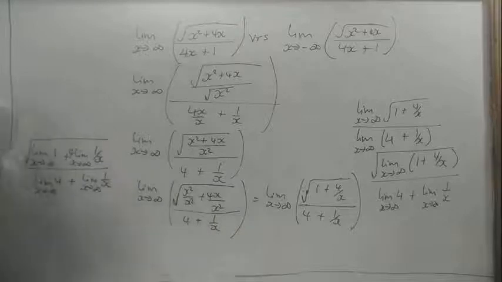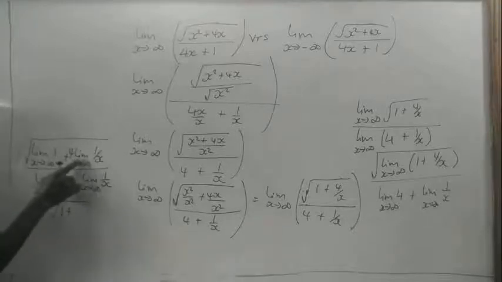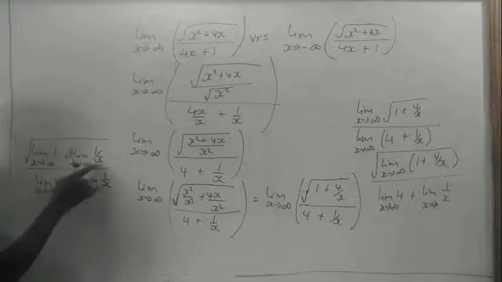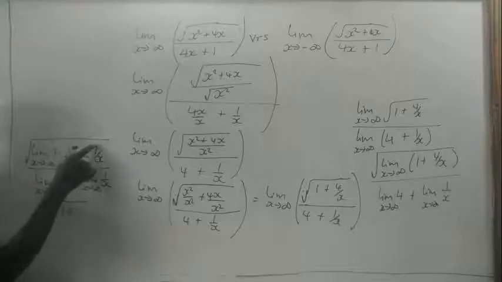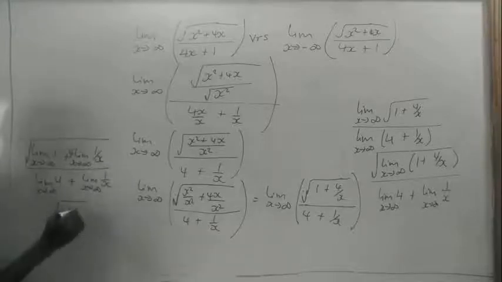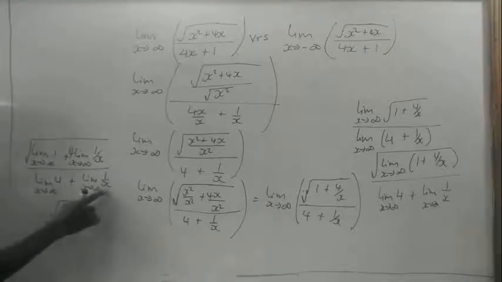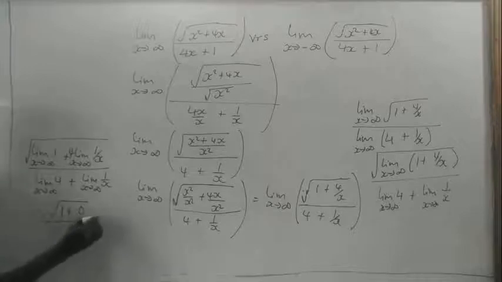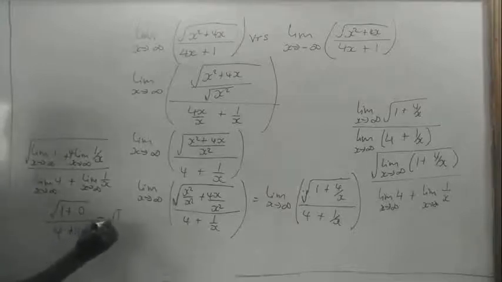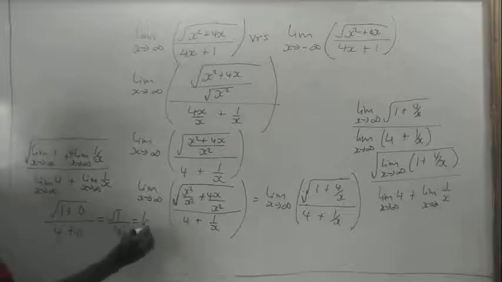We have this one and this. The limit of a constant is a constant, so for the numerator we have 1 plus 4 times the limit of 1 divided by x as x increases infinitely. 1 divided by infinity will give us 0. 4 times 0 will be 0. All divided by the limit of a constant, which is a constant, so we write 4. 1 divided by a very large number will be 0. So we have the square root of 1 divided by 4, and that is 1 out of 4.